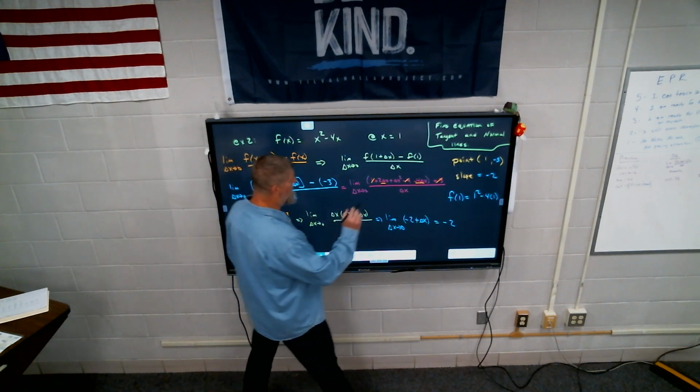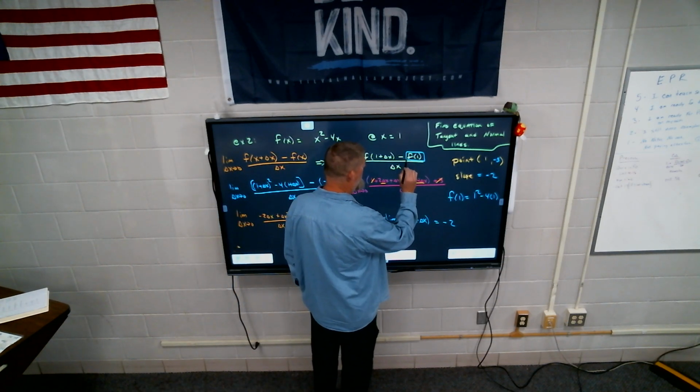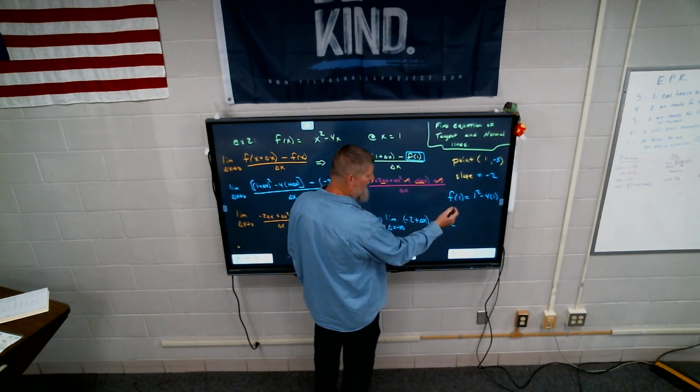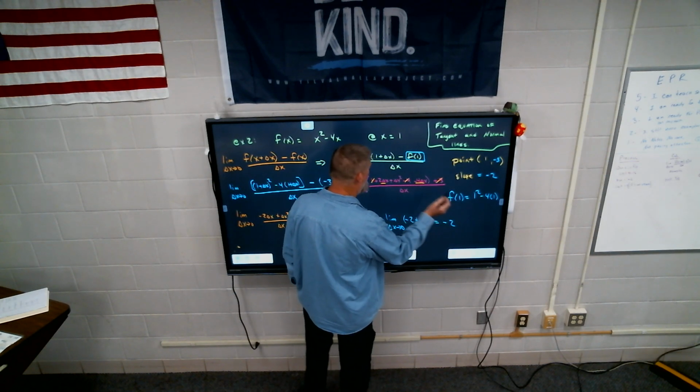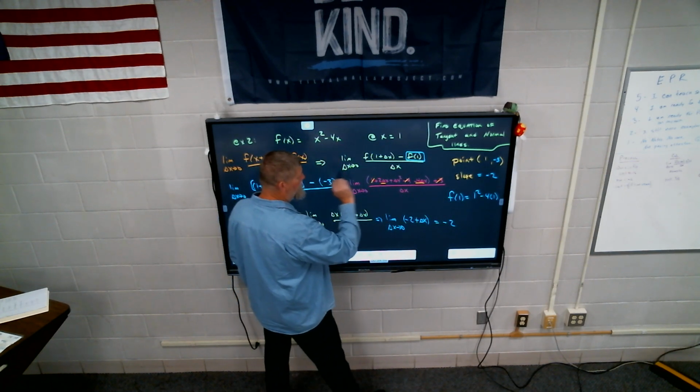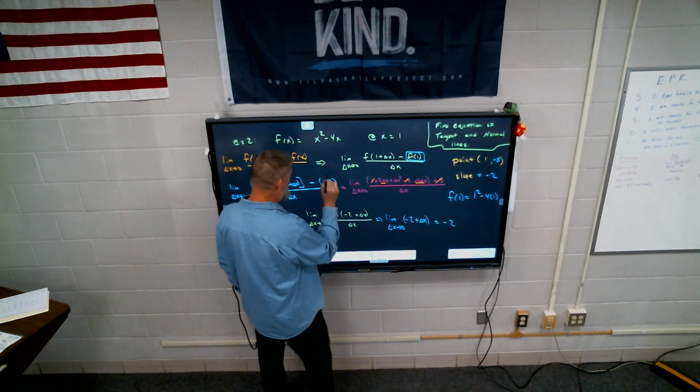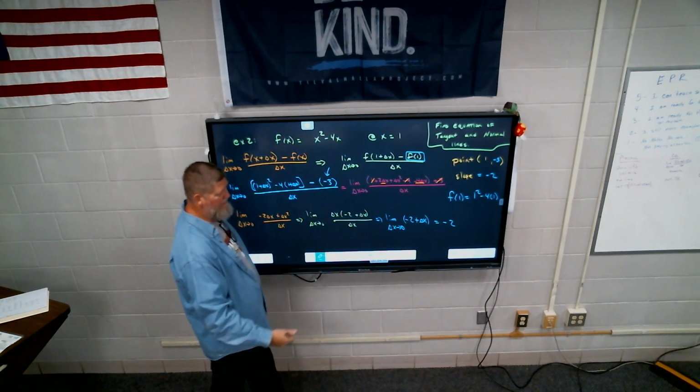So right here, when I found f of 1, that is the y value at 1. So when I plugged it in, 1 squared minus 4 times 1, I got negative 3. So this right here is your y value.